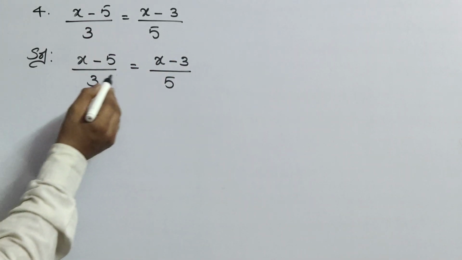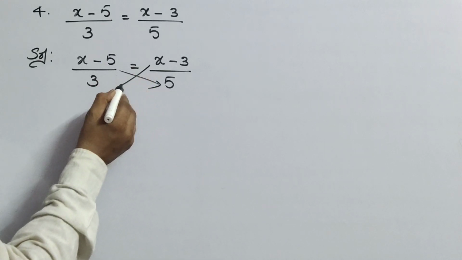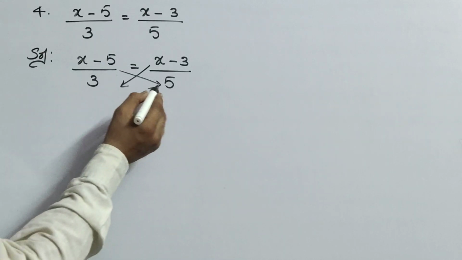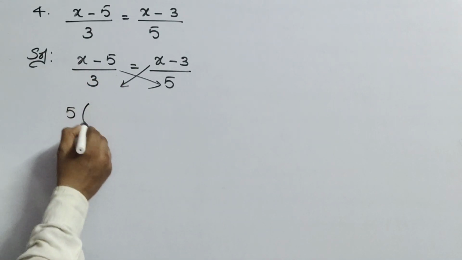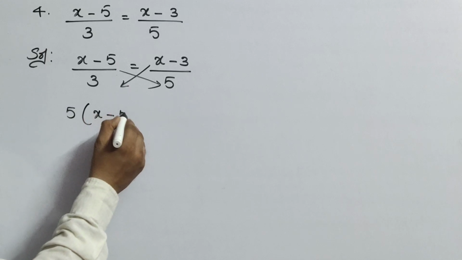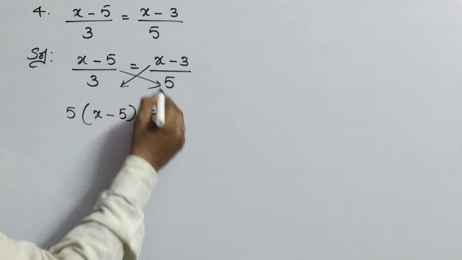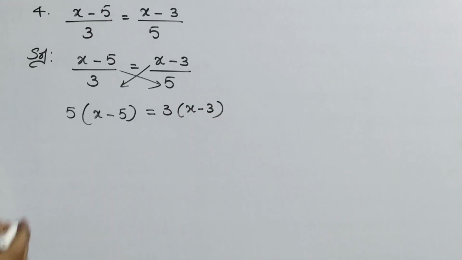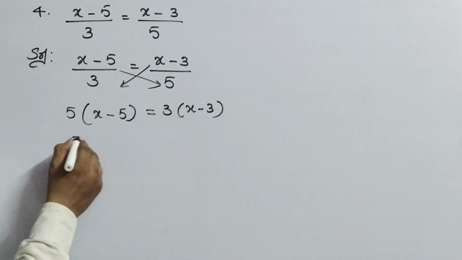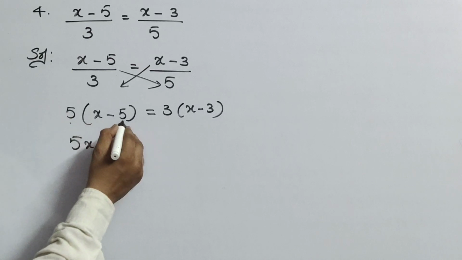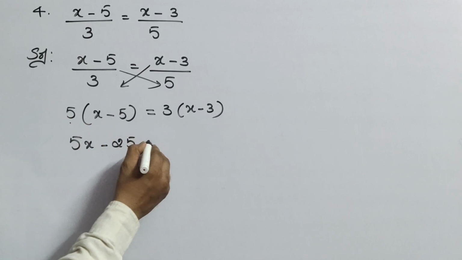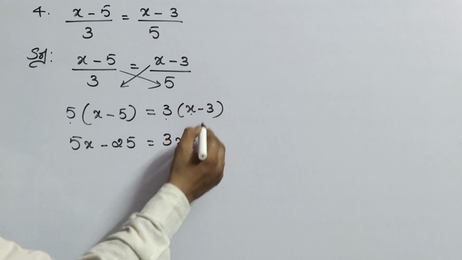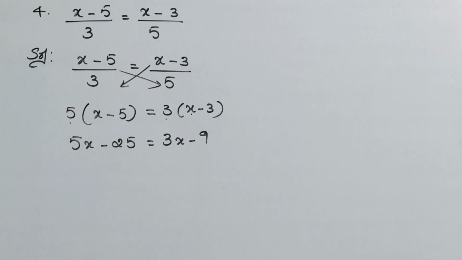Now, when the sum is like this, just do cross multiplication, children. We will call it as cross multiplication. So, 5 into (x minus 5) equals 3 into (x minus 3). 5 into x, 5x, minus 5 5s are 25, equals 3 into x, 3x, minus 3 3s are 9.